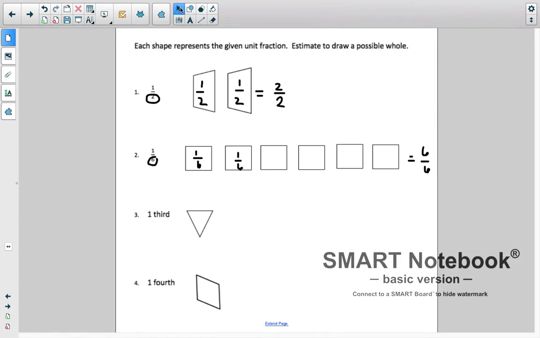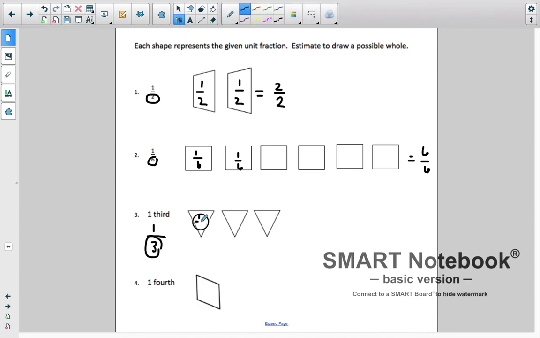All right, let's look at number 3. 1/3 is 1/3. So this triangle is 1/3. Now I'm going to write it like this first to help me, because I need to know that I need 3 pieces. So 1, 2, 3. And each piece equals 1/3.